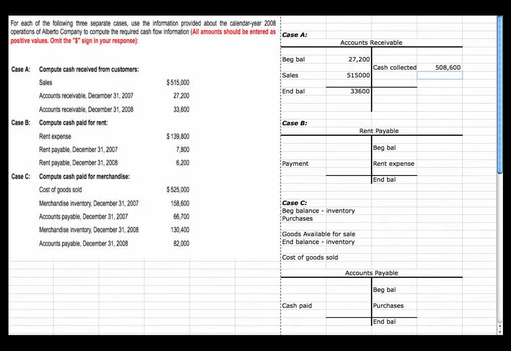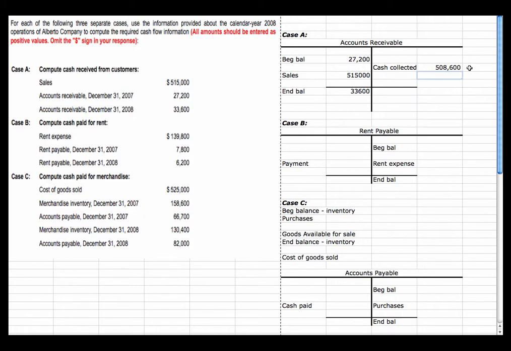So in case A, because I knew my beginning receivables, my sales, and how much was left over in my ending balance in accounts receivable, I could figure out how much money I collected.